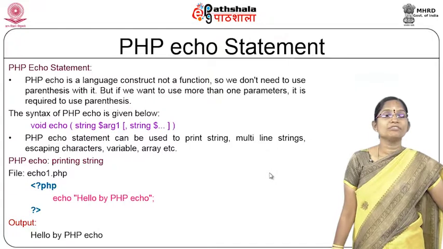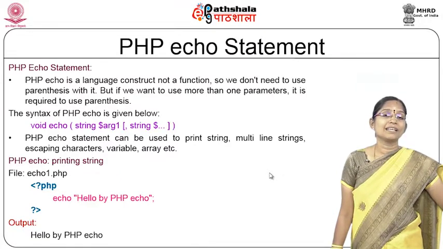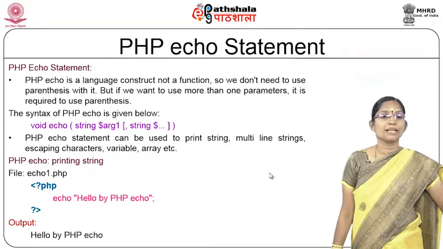Now this is something about our echo statement. This is the basic statement. Echo is a language construct which is not a function, so we don't need to use parentheses. But if we want to echo or display more than one parameter, then obviously we have to make use of parentheses. You can go through the syntax, echo string argument 1. So if it is simply argument 1, then it can be enclosed within double quotes. Suppose it is going to have more arguments, then obviously it has to be enclosed within parentheses that you are seeing.